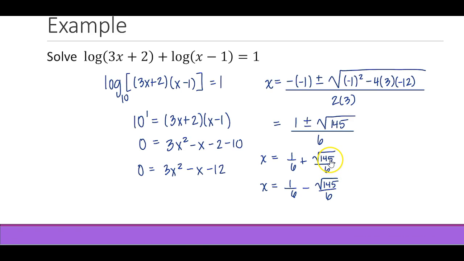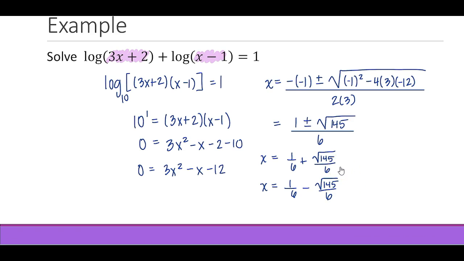And so now I have to check whether or not these possible solutions would create a problem in either of my original logarithms. So I don't want to check it inside of the combined version. I always want to go back to the original equation, and there are two insides to think about here. I have to think about what happens when I substitute these numbers into 3x plus 2 and x minus 1.